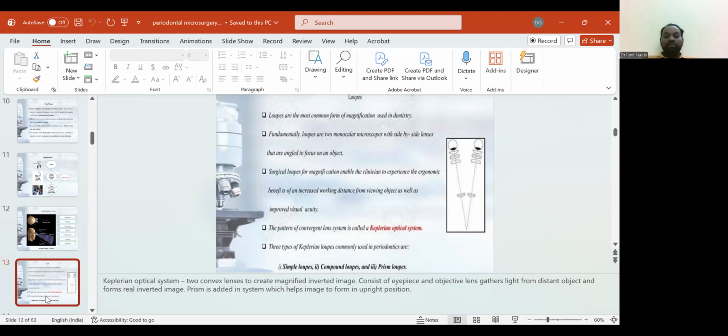The optical system consists of two convex lenses to create a magnified inverted image, made up of an eyepiece and an objective lens, which gathers the light from a distant object and forms a real inverted image. A prism is added in the system, which helps the image to form in an upright position.